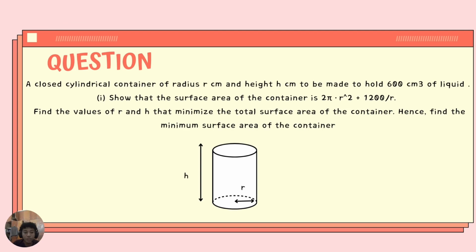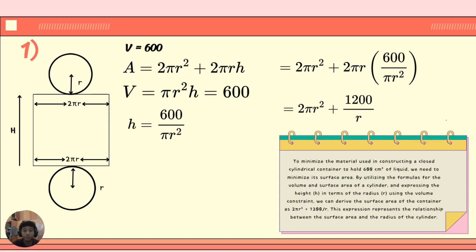We're going to answer the first question first. Show that the surface area of the container is 2 pi r squared plus 1200 over r. Next, we're going to find the values of r and h that minimize the total surface area of the container. Hence, find the minimum surface area of the container. Let's look at the first question.